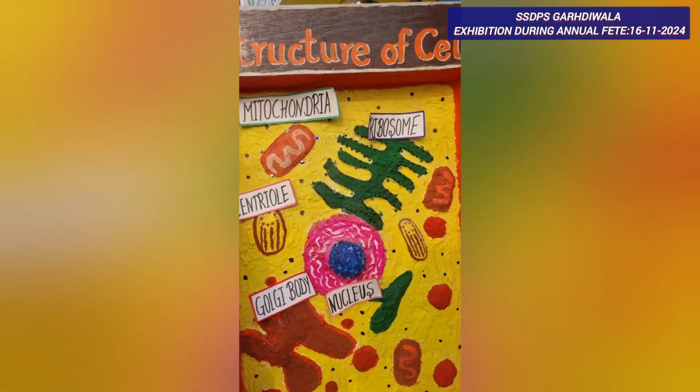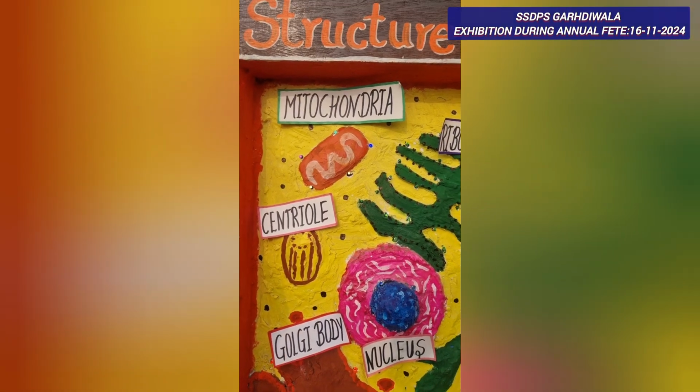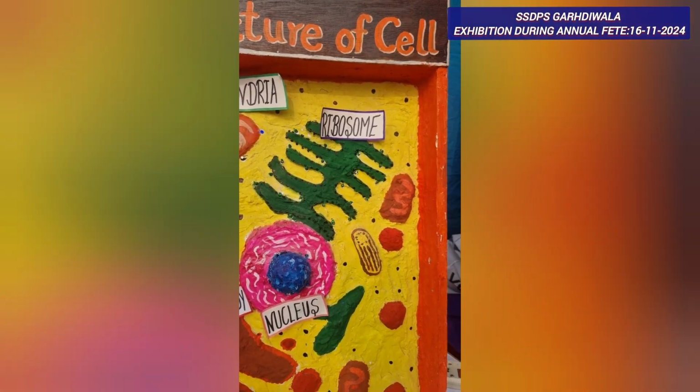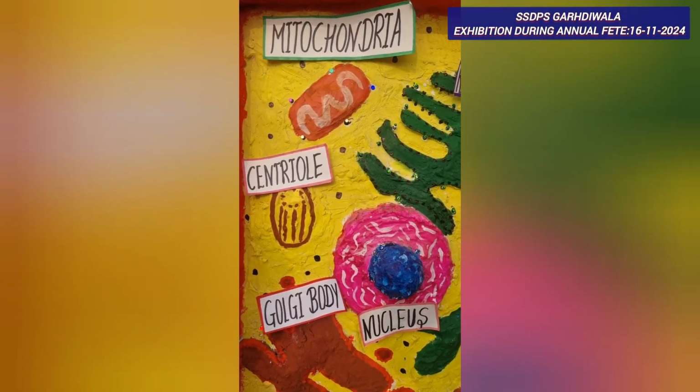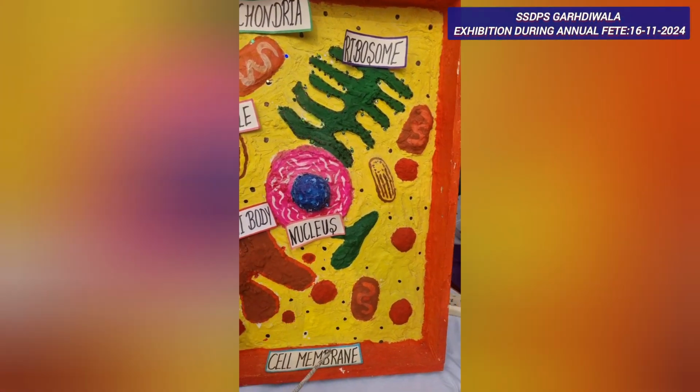Cells are the smallest living units of an organism. Different cell types vary greatly in shape and size, but they all have a common structure and similar components. It includes mitochondria, ribosome, centriole, Golgi body, nucleus, and cell membrane.